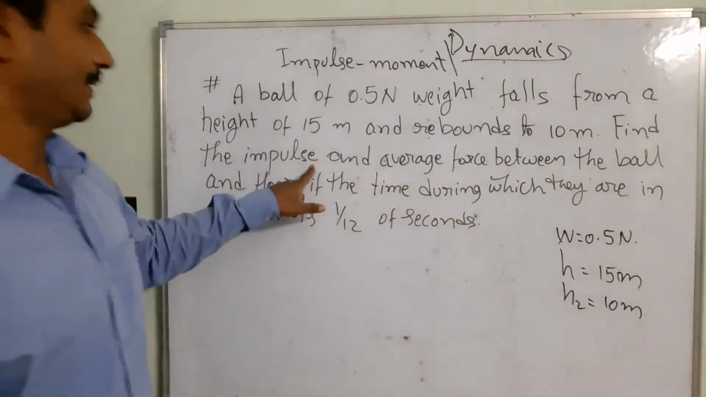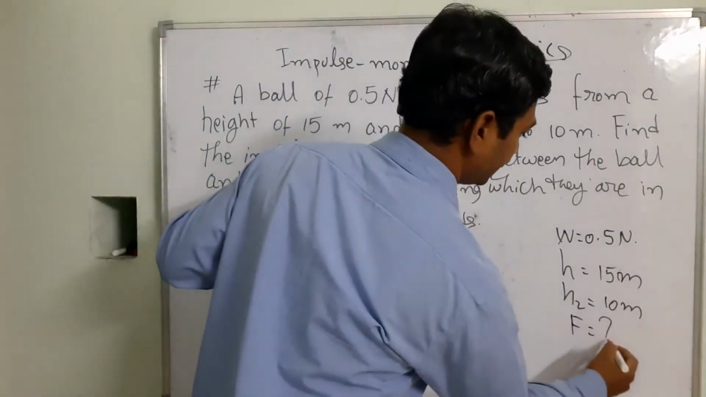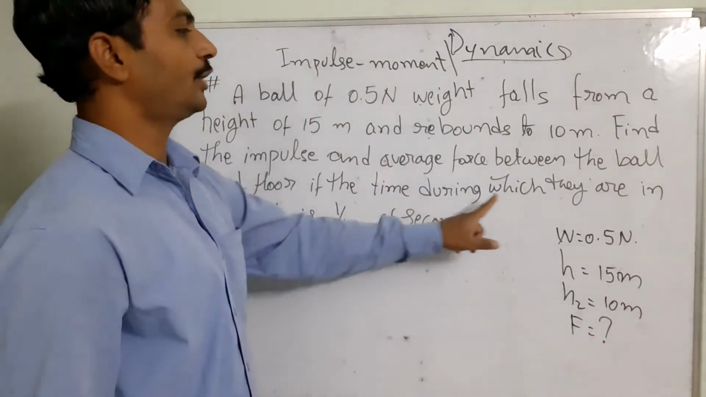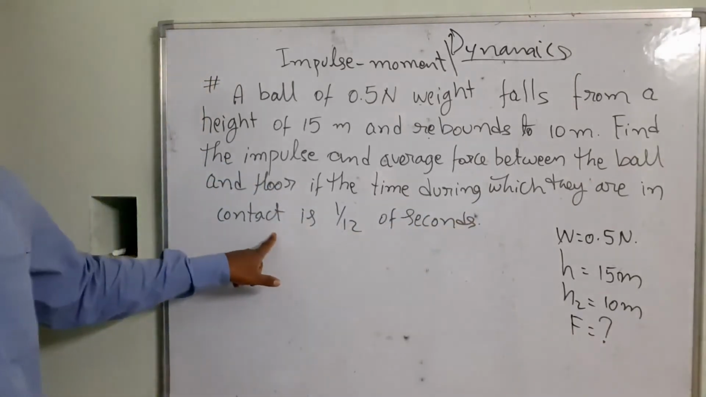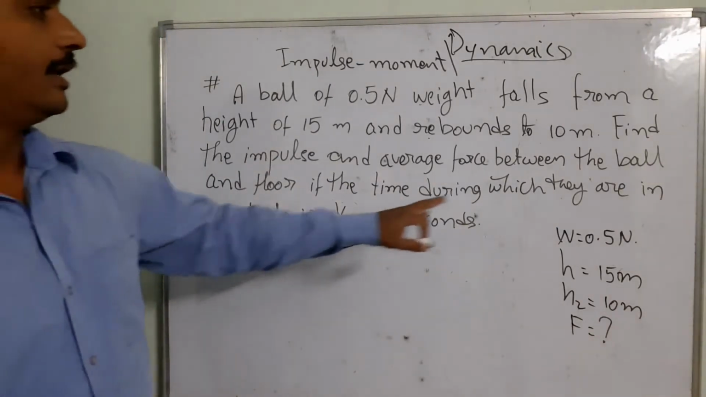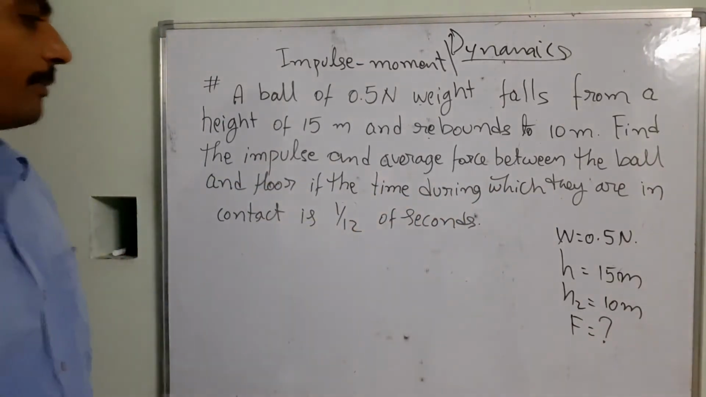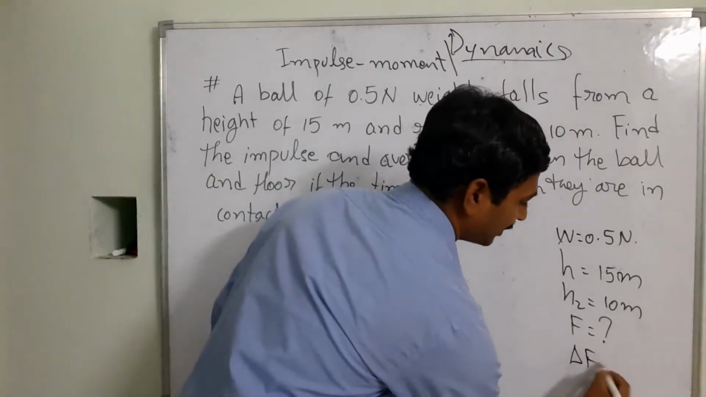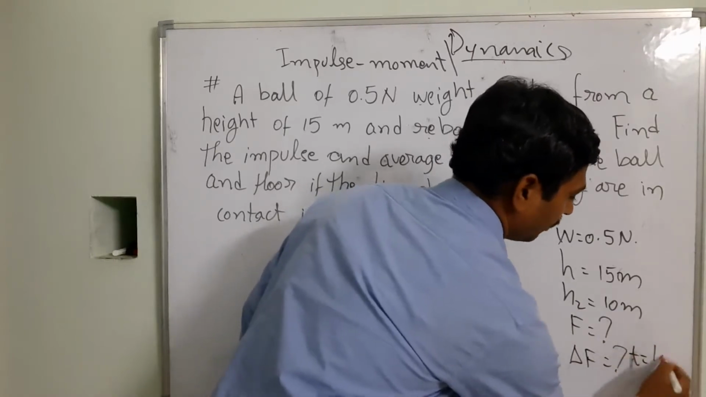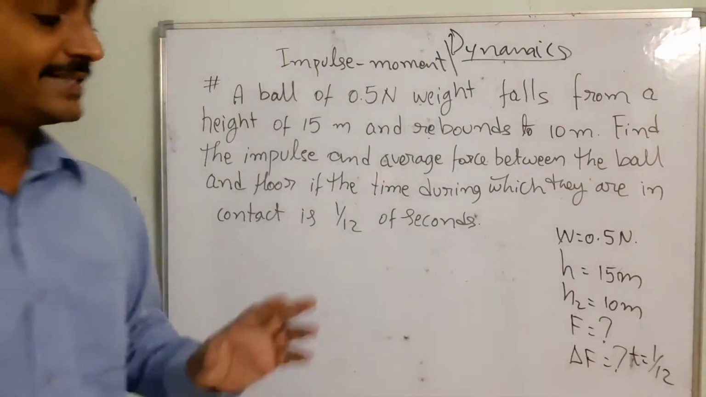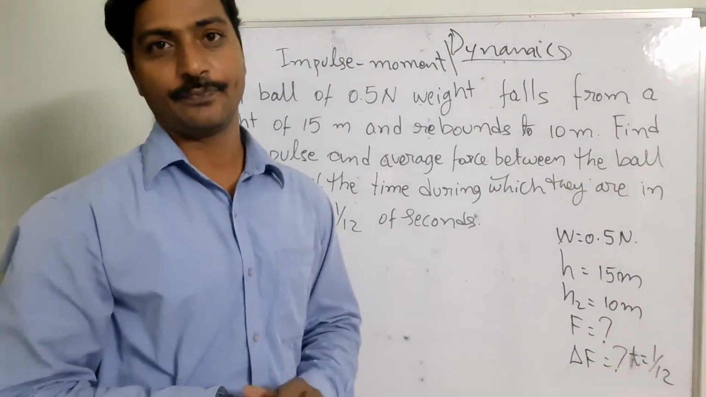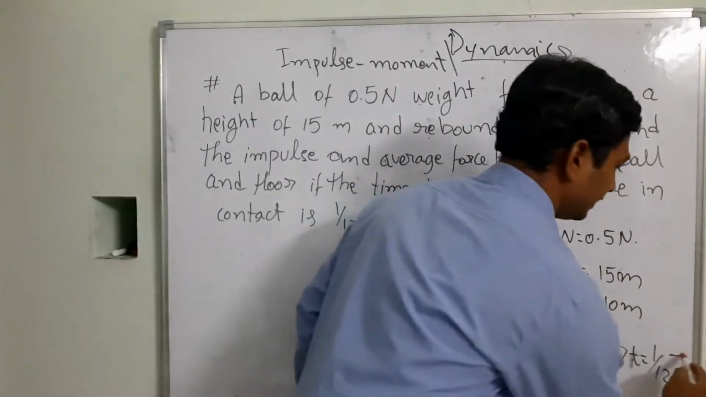Find the impulse. That means F is going to be how much, and the average force between the ball and the floor during the time in which they are in contact. We need to find the average force between the ball and the floor. The time during the contact is 1/12. So I need to find the average force given that the contact time between the ball and the floor is only 1/12 of a second. In that time, it has completed contact.